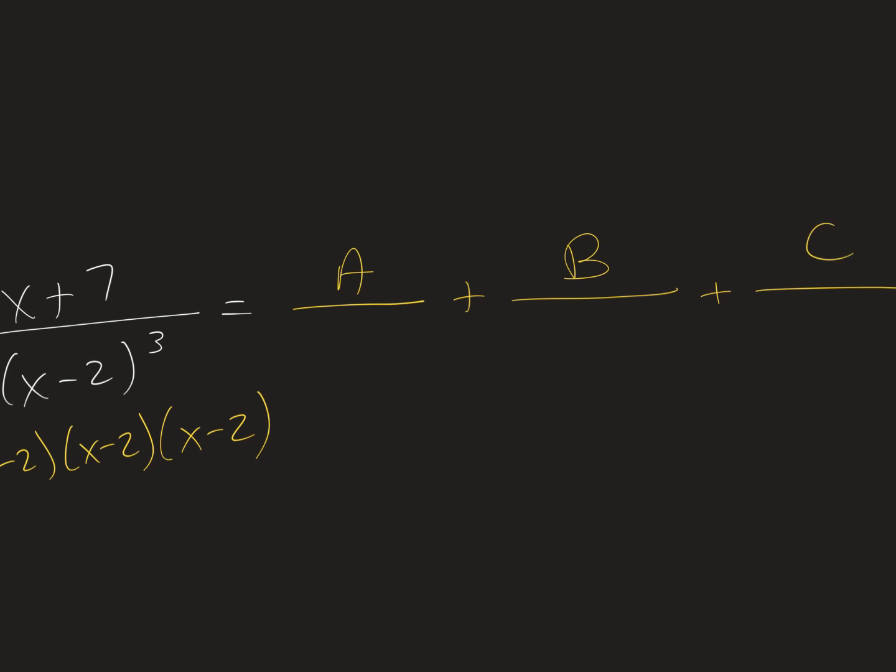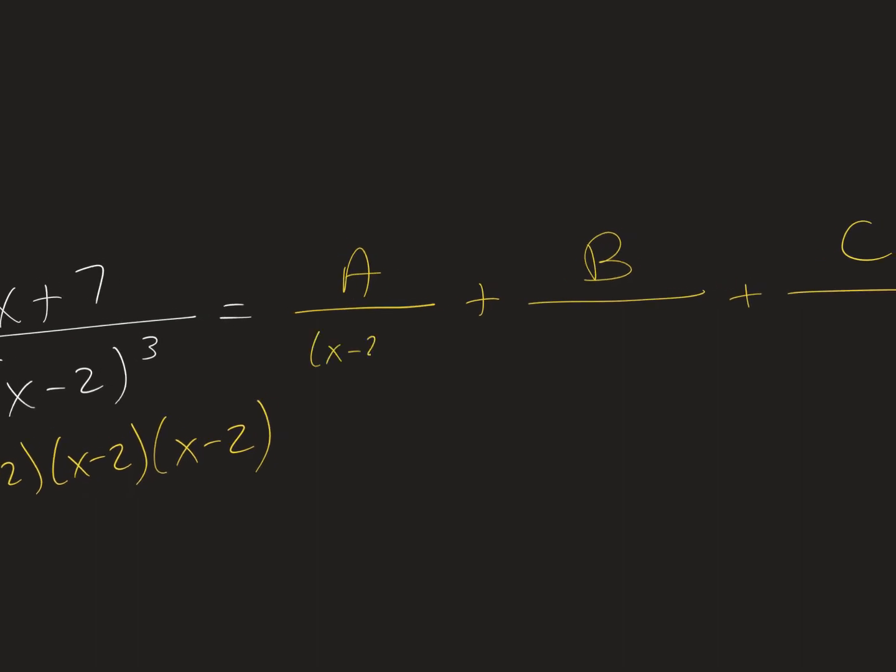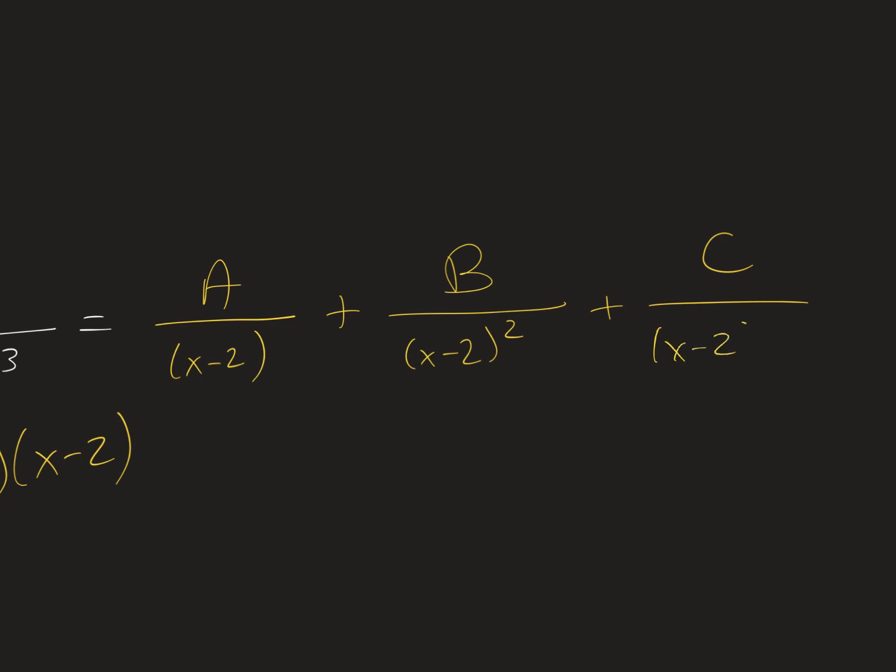If you have the same linear factor, quantity squared, quantity cubed, quantity to the fourth, you start with the first power. The second denominator would be x minus 2 squared. The third denominator would be x minus 2 cubed. If it was to the fourth power, you'd have 4 pieces, and it would go x minus 2 squared, x minus 2 cubed, x minus 2 to the fourth power. Whenever it's a quantity raised to a power, you just start with the first power, and you should end with whatever's in the problem.